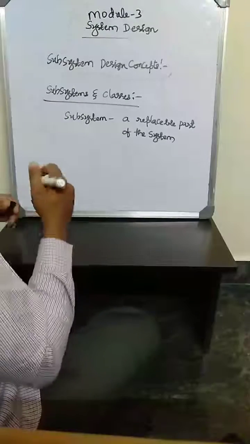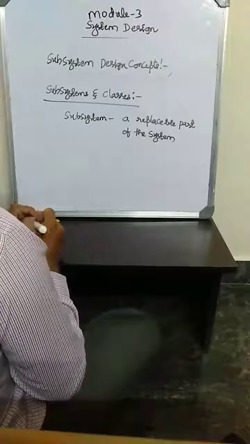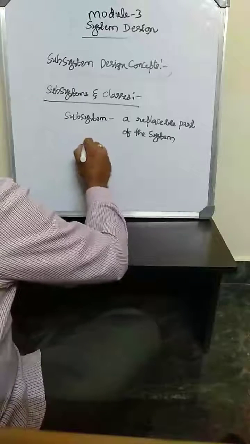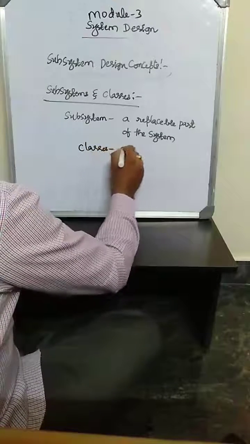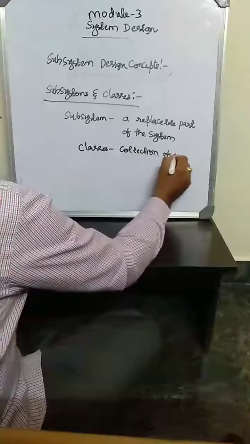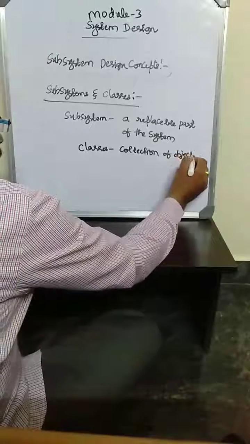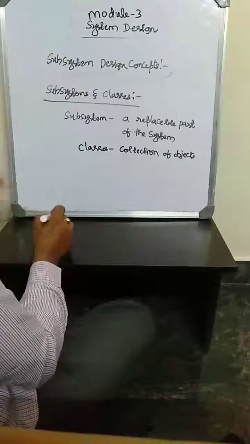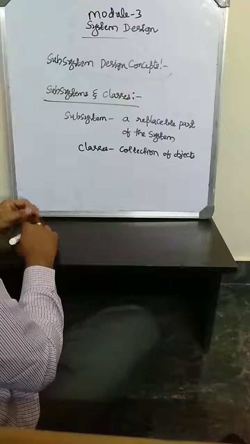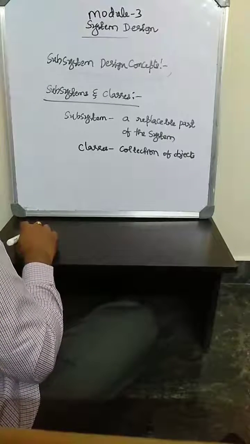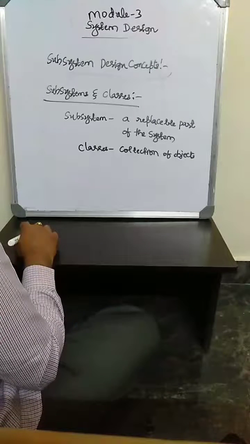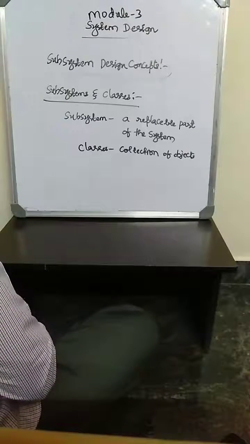Okay, and then the second one we need to understand is classes. Classes means a collection of objects. We may say classes are the collection of objects. So these are the two important aspects that we need to understand in system design concepts.